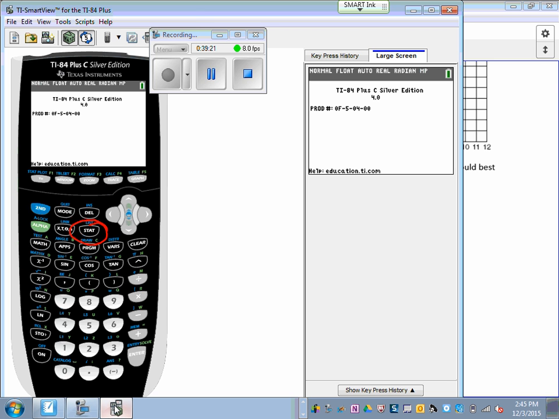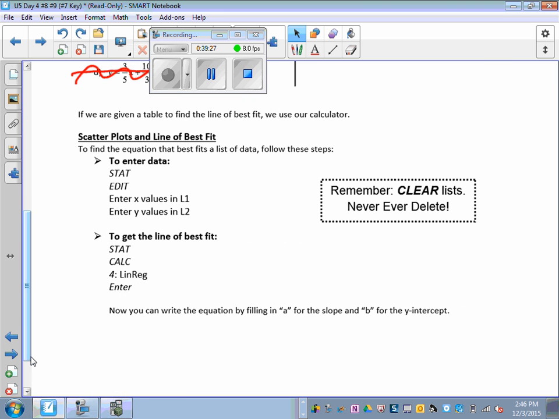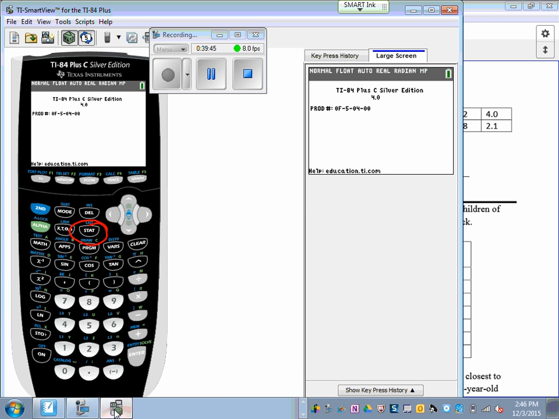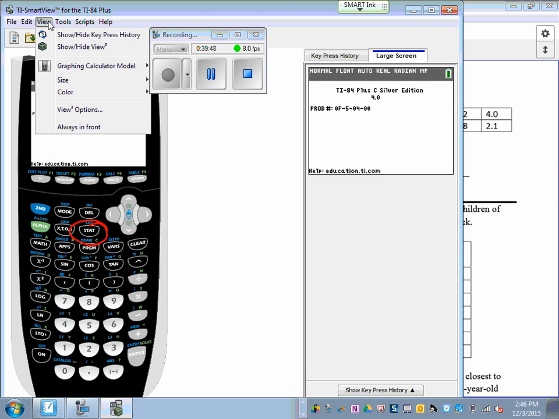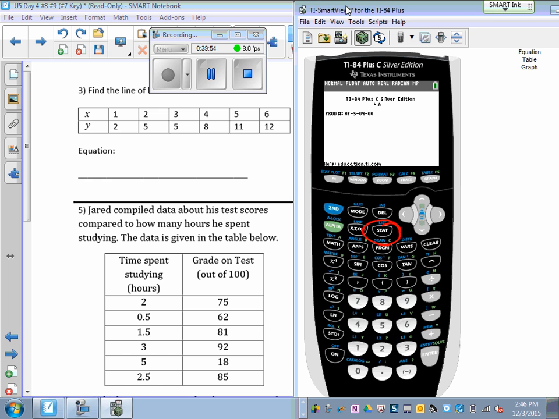Now, in your notes, you'll see at the bottom the step-by-step instructions of how to do what we're about to do. I'm going to walk you through the first problem. So flip your page over, and we're going to do number 3 together. Calculators up. First, hit stat, then edit, so hit enter.